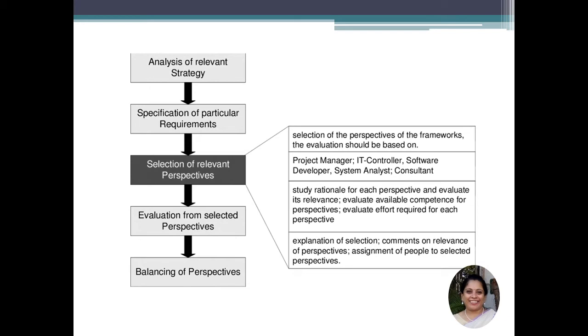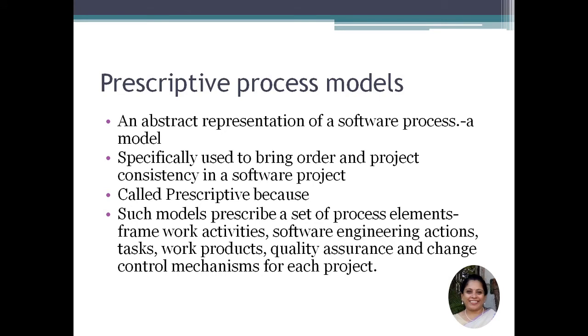So proceeding further, we come to the next process model, that is the prescriptive process model. So what is a prescriptive process model? It is an abstract representation of the software process or a model. Specifically, it is used to bring order and project consistency in the software project. So we try to create a perspective on how the model is going, whether it is going in order, what should be the consistency in the model, whether it is going on proper time bound, whether individual persons are doing their individual roles and work. So it is called a perspective.